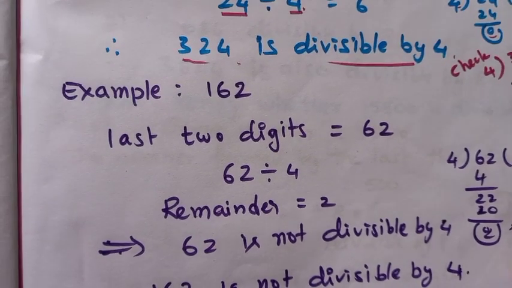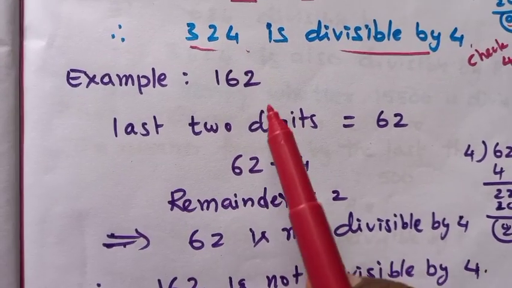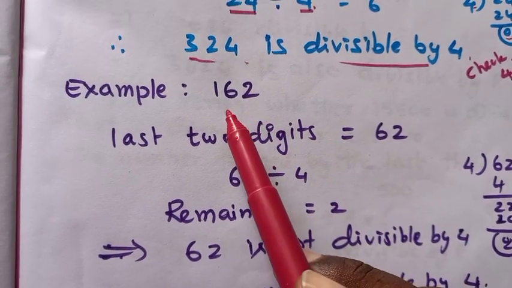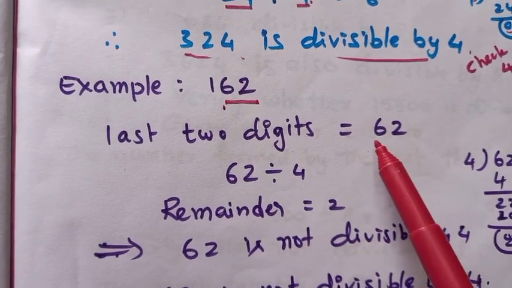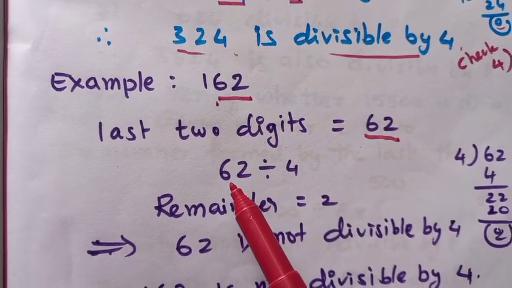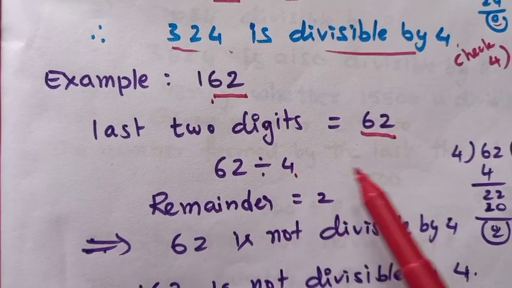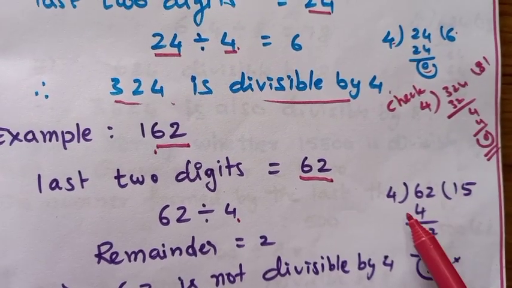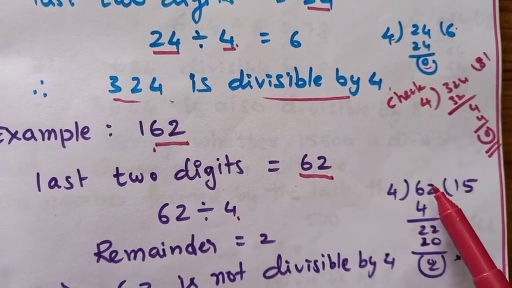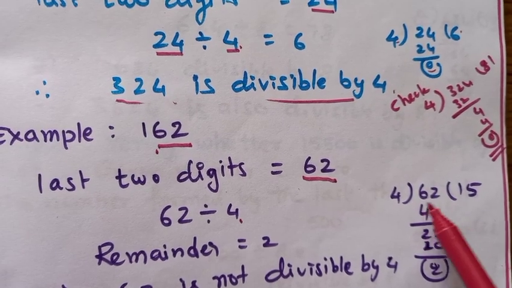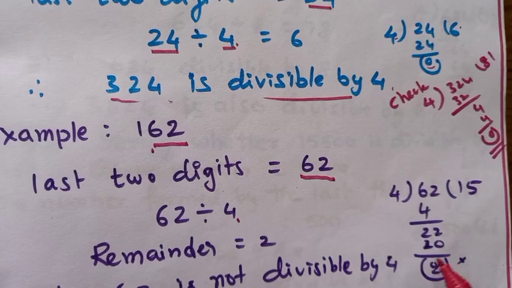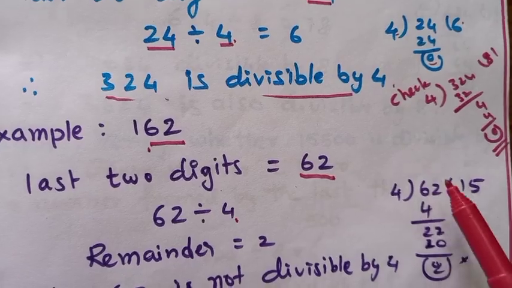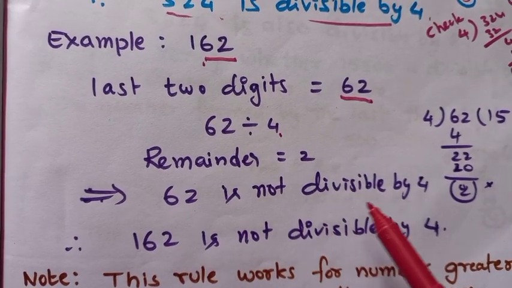Now look at another example, 162. The number formed by the last two digits, 6 and 2, is 62. Let us try to divide 62 by 4. 4 1s are 4 and 2 is the remainder, and bring down 2, then we get 22. 4 5s are 20 and we get the remainder 2. If the remainder is 2, it means 4 does not divide 62, therefore 62 is not divisible by 4.